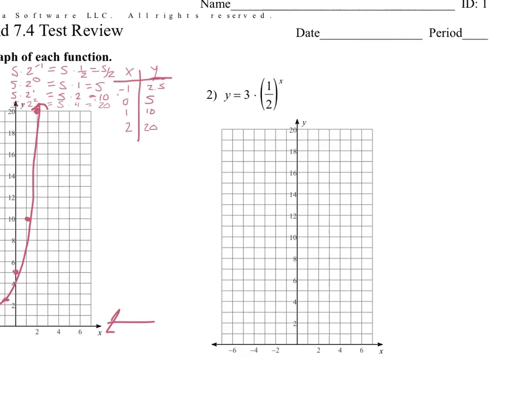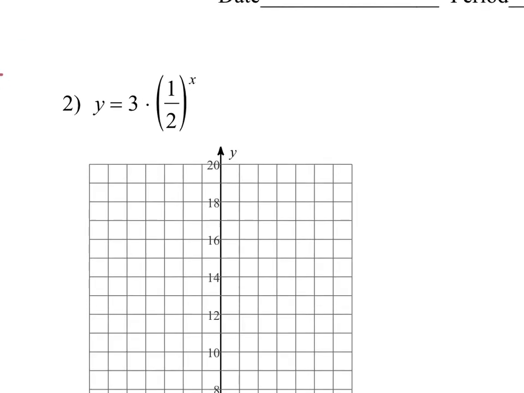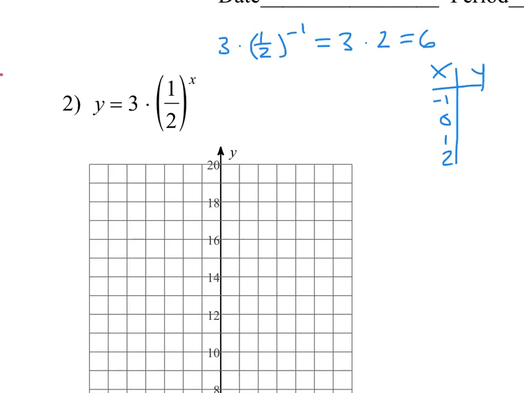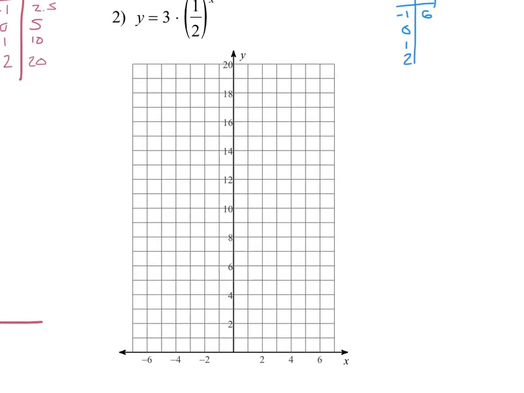Okay, let's look at our second graph. So here we know, since this is less than 1, we're going to have an exponential decay graph. So again, we're going to plug in our 4 points for x, and we're going to get some points for y. So we're going to plug in -1, 0, 1, and 2. So first we have 3 times 1/2 raised to the -1 power. That -1 flips our fraction. So we have 3 times 2, which is 6. So we're going to go to the left 1 and up 6.